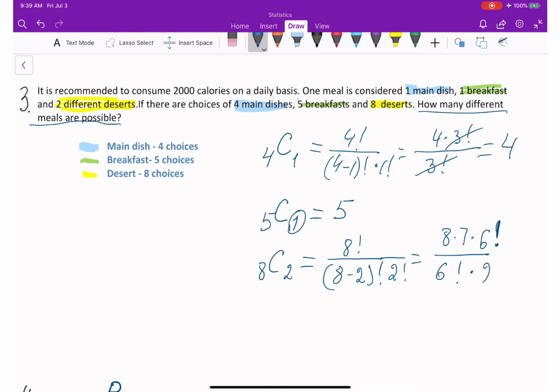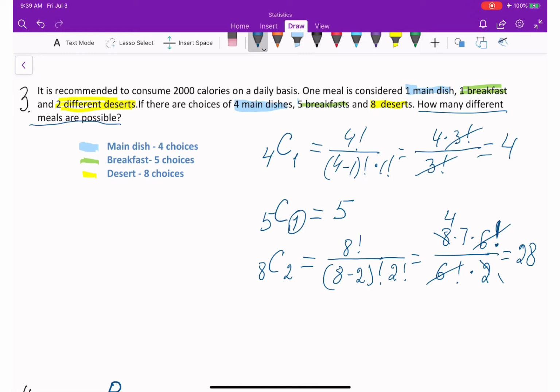And 2, just leave 2. It makes no sense to put times 1. So 6 and 6 is gone. 2 I can cancel with 8. So the answer is 4 times 7. It's going to be 28.